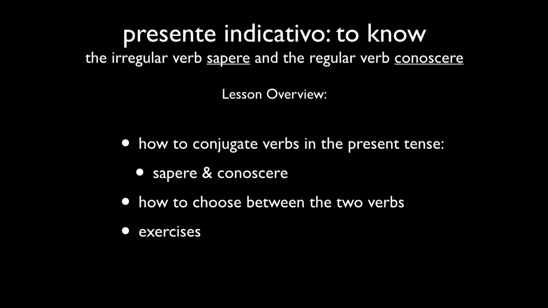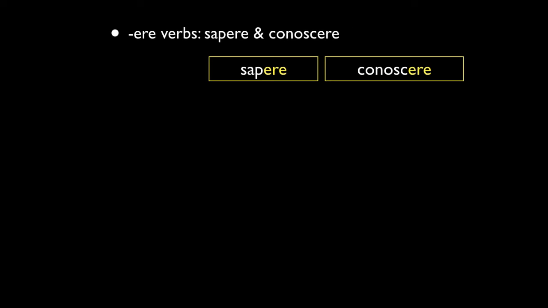Today I have a video for you on the presente indicativo, continuing this series of videos on regular and irregular verbs, and this video is about the two ways in Italian that you say the verb to know. There's one irregular verb, sapere, and one regular verb, conoscere. They both mean to know, and this video will focus on how to choose between the two verbs and also how to conjugate them. So let's get to that right now.